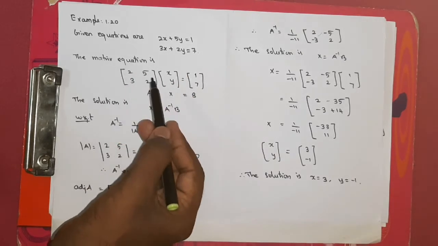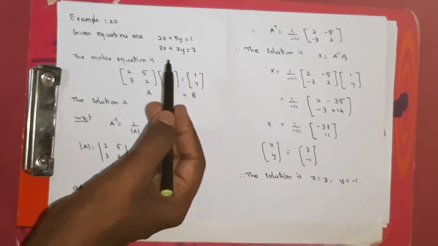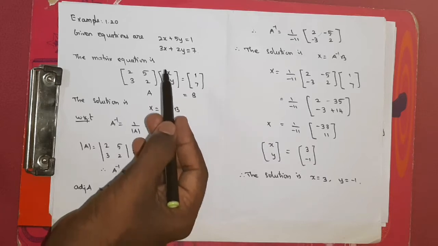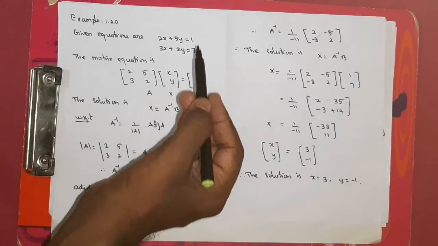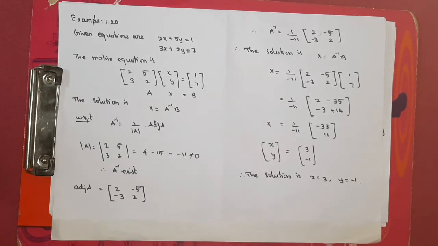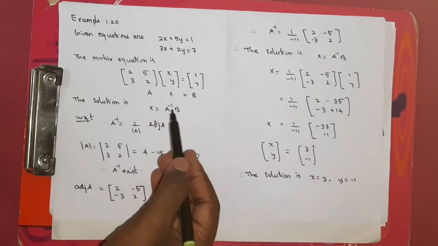So we got the A matrix. And capital X is nothing but the variable matrix. What are the variables they are using? x and y. So x and y, you should write in column matrix form, equal to B. B is the constant matrix. The constants on the right side of the equation are 1, 7, so it is written as a column matrix. Now what is the solution part? The solution equation is x equal to A inverse B.